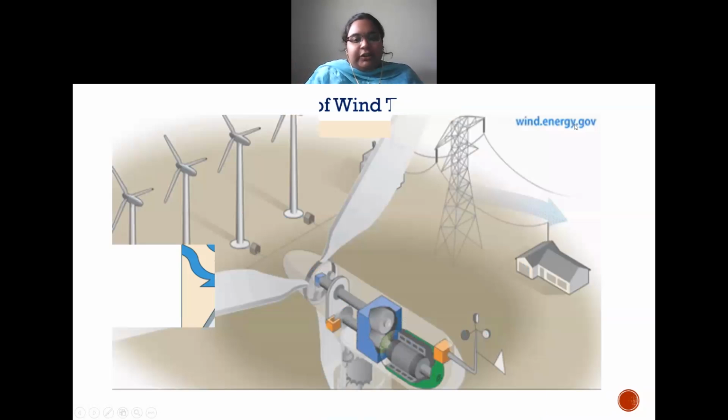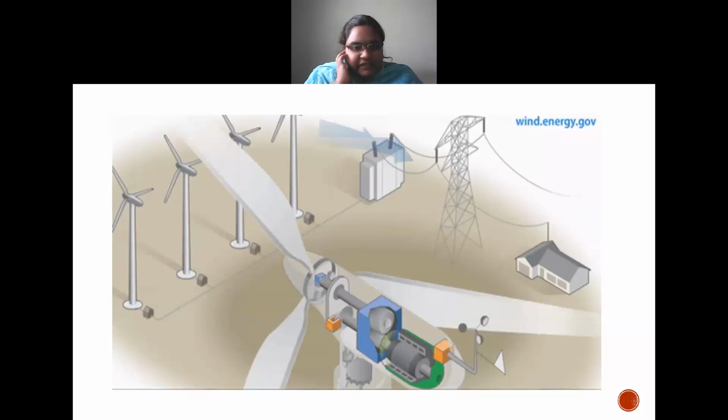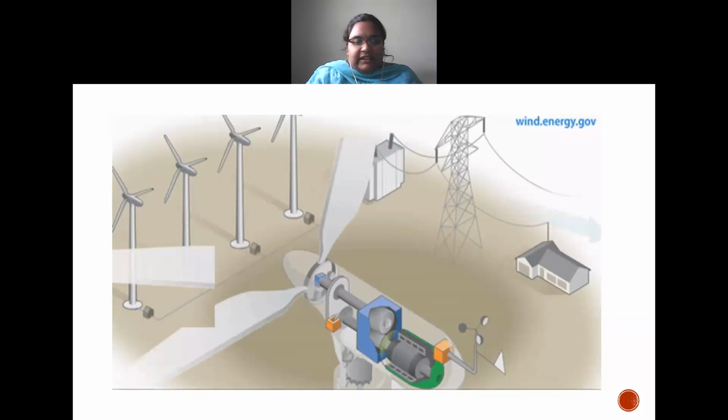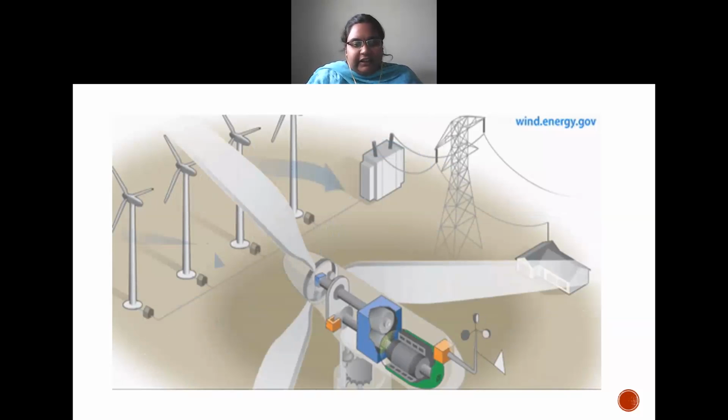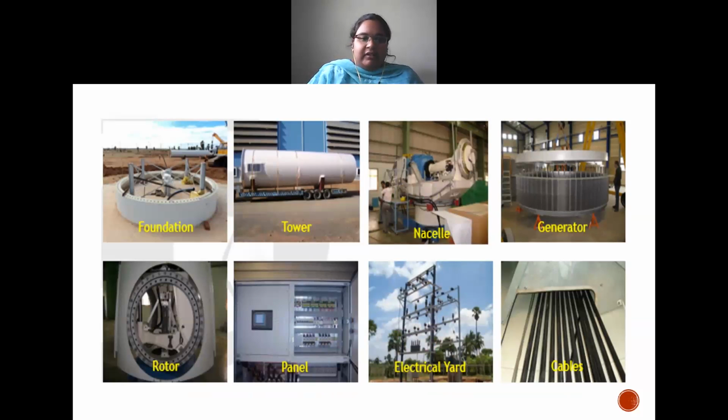Now, here you can see this animation shows us how the total turbine mechanism is working. Okay, here you can see that they are showing us the wind direction as well as different parts, how they are moving and everything that's being shown here. Now these are the different parts which are useful for the assembly of the final tower: foundation, tower, nacelle, generator, rotor, panel, electrical yard, cables, all these. We are going to use all these types of equipment in one wind turbine.